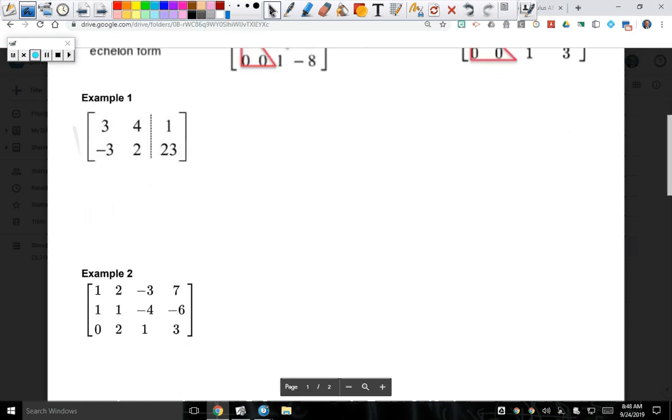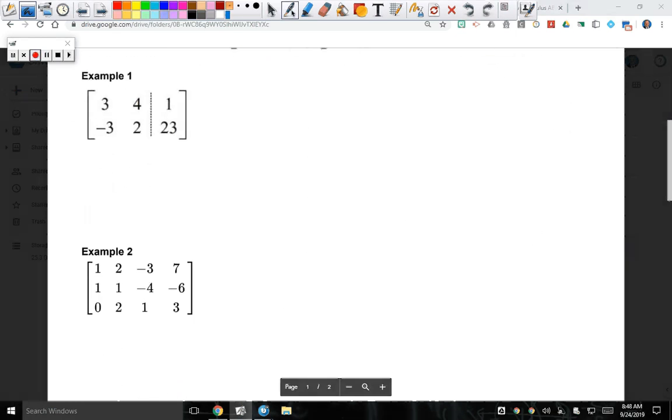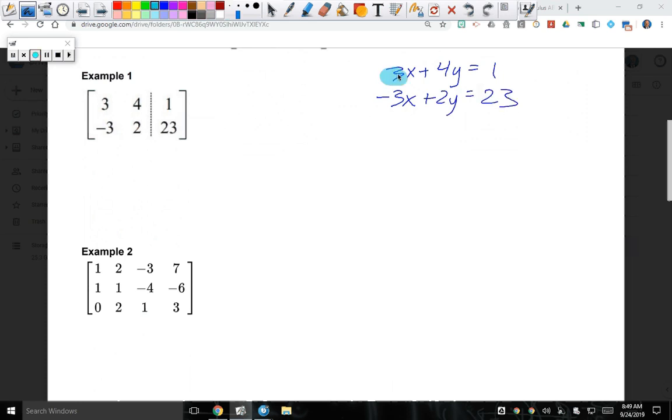So we recently did equations that look like this. 3x plus 4y is equal to 1. Negative 3x plus 2y is equal to 23. And believe it or not, this is exactly what we're still doing. Okay? So you can use the argument mathematicians are lazy. We don't want to write out the x, we don't want to write out the y. So this mathematician, Gauss, came up with this method to solve systems without using any variables.